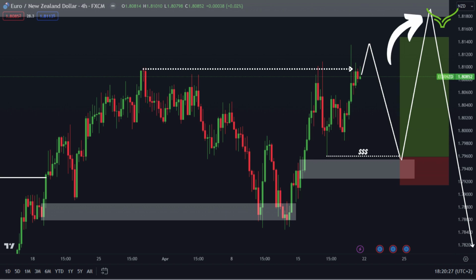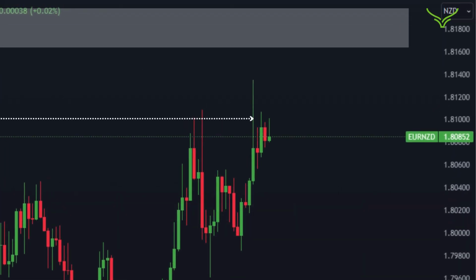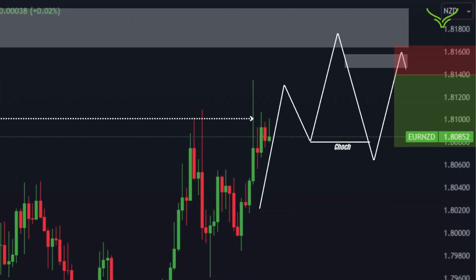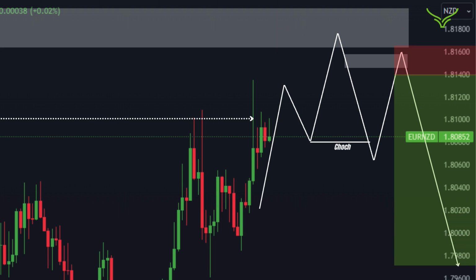It's crucial to remember that since the overall market sentiment is bullish, placing sell orders prematurely could be risky. Instead, we wait for the market to give us a change in character, indicating that the bullish momentum is depleted before considering sell orders. So, what should we expect on Euro to New Zealand dollar in the upcoming week? Keep an eye on potential retests of these supply and demand zones and be prepared to capitalize on market movements as they unfold.